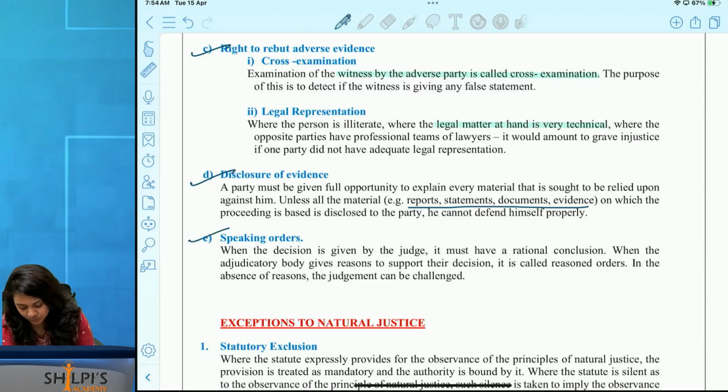And then finally, we have speaking orders. That is, every decision of the judge must be given with its rational conclusion, in the sense that no judgment can be given without proper reason, and only with reason can we say that a judgment is proper. Now, if there is any absence of reasons within the judgment, it can even be challenged.